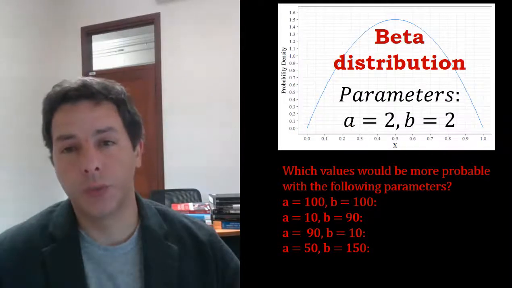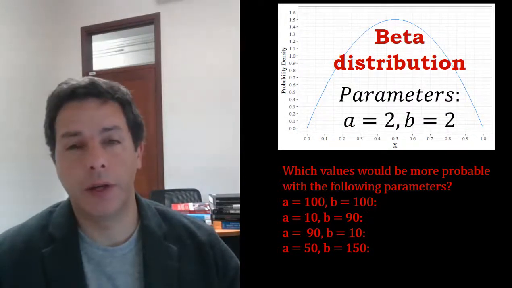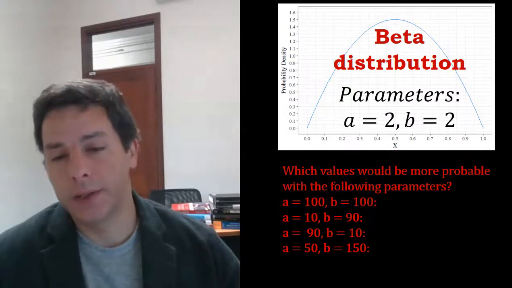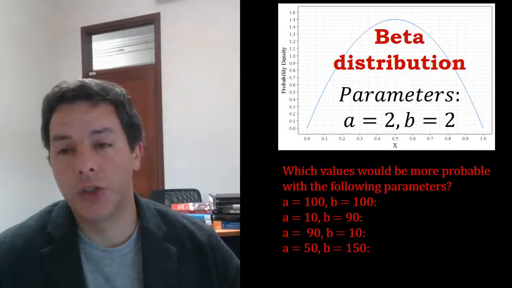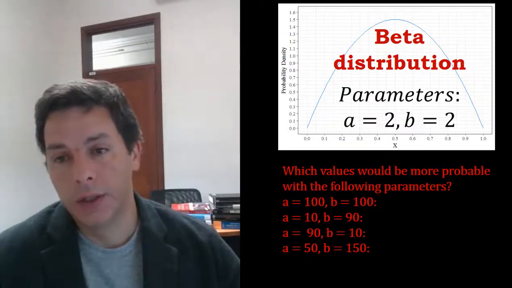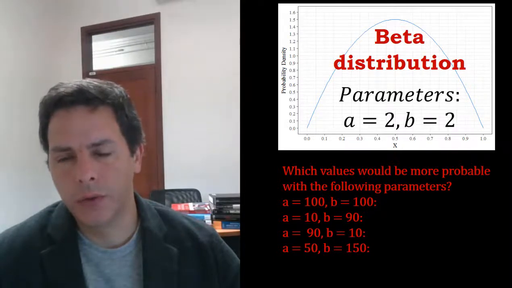Our final distribution is the beta distribution. The beta distribution has 2 parameters, A and B, or alpha and beta. And the one shown in the graph is A equals 2 and B equals 2. So remember that the beta distribution is almost the inverse of the Bernoulli.